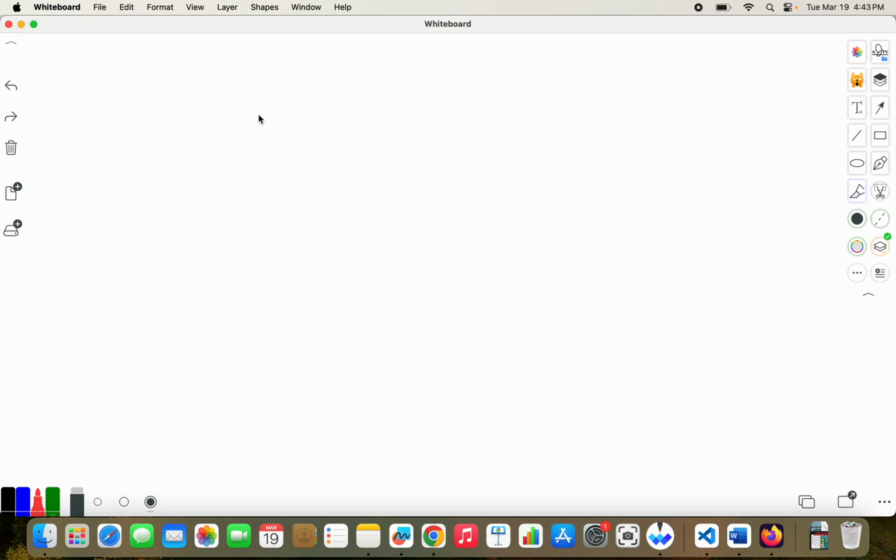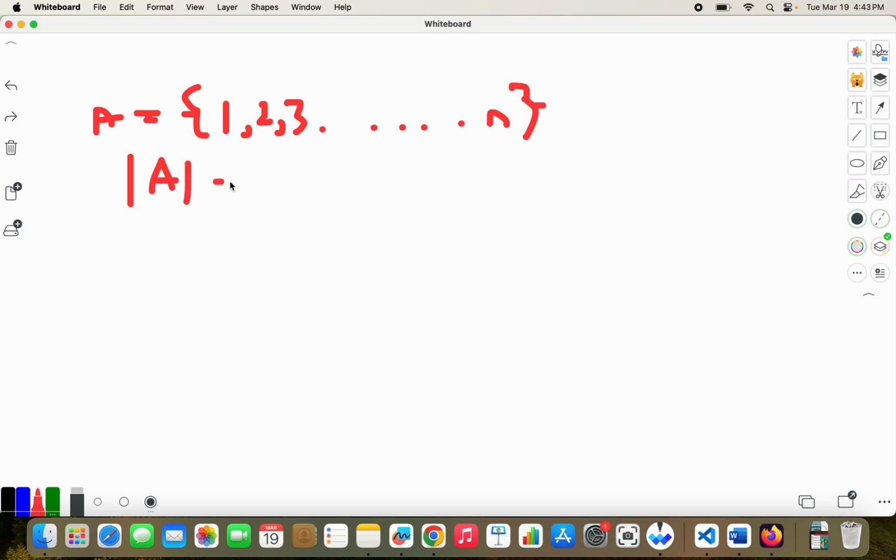If the cardinality of A equals the amount of elements in it, for example 1, 2, 3, up to n, if this is A, then the cardinality of A is n, because there are n elements. A is finite in this situation. N is a finite number.